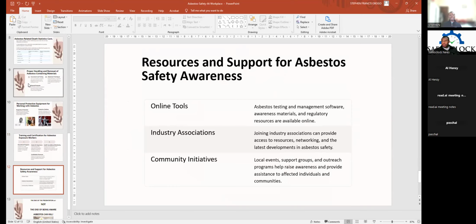So there are resources and support we can get for asbestos safety awareness. We have the online tools. We have the industrial association where one can join and have access to different resources. We have community initiatives in some other parts of the world, like the United States and the UK. There are a lot of advocacy groups whereby people reach out, get information, and create awareness.